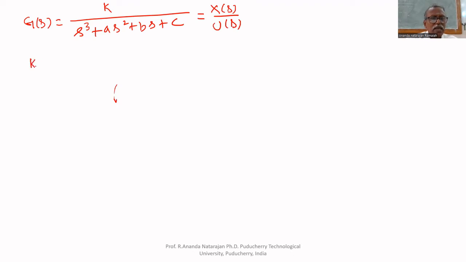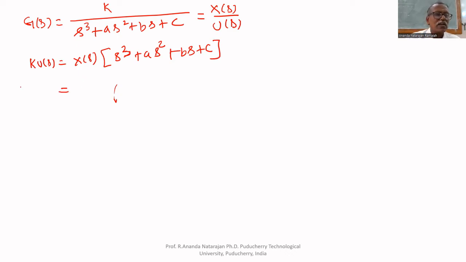Cross multiply: k u of s equal to x of s multiplied by (s cube plus a s square plus b s plus c). Or I can say that s cube means what? I want to write in time domain: k u of t. U of s becomes u of t. S cube means third derivative, d cube x by dt cube.